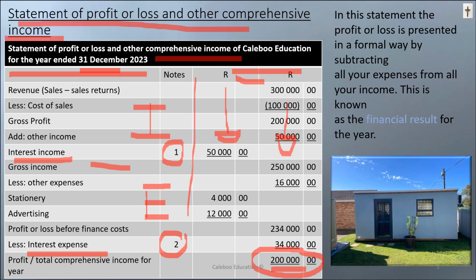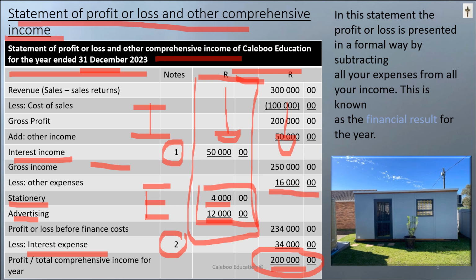There are two columns here for amounts. This first column, calculations can be performed. For example, they've added up stationery and advertising. 4,000 plus 12,000 is equal to 16,000. You can learn the headings here. We're still going to do lots of profit or loss statements. I'll abbreviate that. It's quite a mouthful to say statement of profit or loss and other comprehensive income. I actually just like income statement. And in the income statement, we will have all our income and all our expenses.